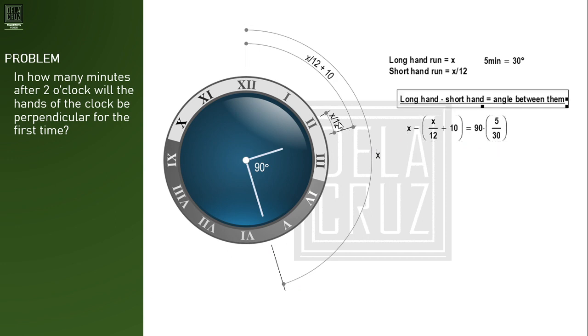Ito yung tatandaan natin. Longhand minus shorthand is equals to the angle between them. Okay? Pwede rin magkabaliktad. Shorthand minus longhand is equals to the angle in between them. So it depends on the scenario, no? Okay, so in this case, makukuha natin directly yung value ng ating x. Okay? So you can do shift solve there, no? What would be the value if you do shift solve?